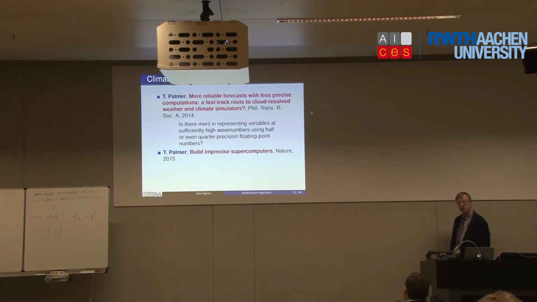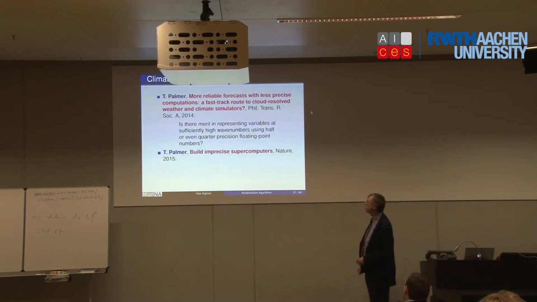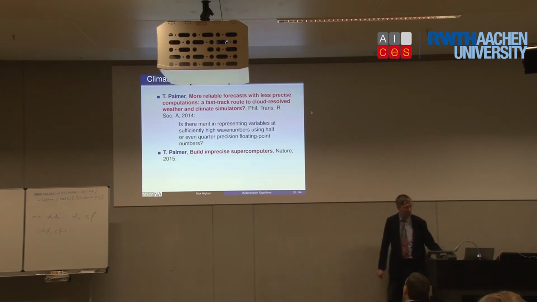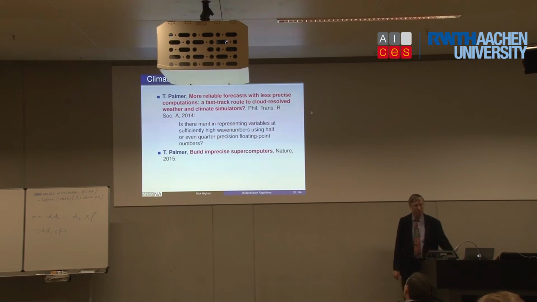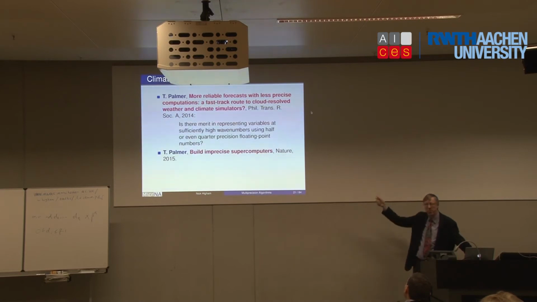But here's the other application, actually earlier than machine learning. Tim Palmer is a professor of physics at Oxford who does climate modeling. And for a number of years, he's been advocating the use of low precision arithmetic. He's even written a paper called Build Imprecise Supercomputers. So he wants low precision in hardware.